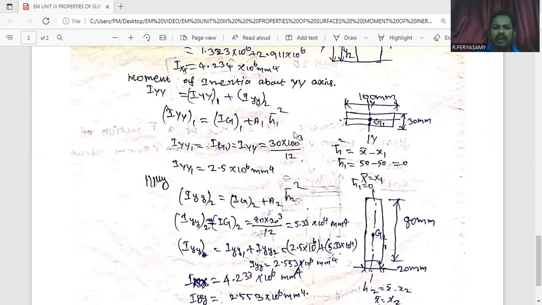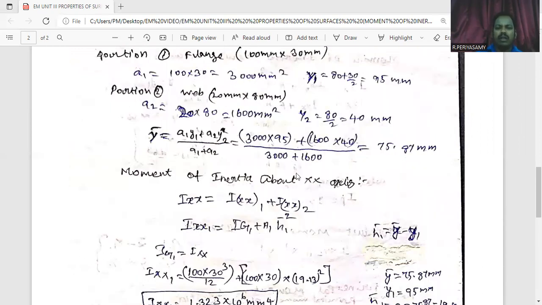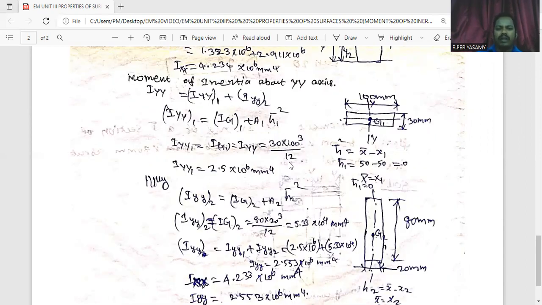Area we already know; the A1 value we already found. A1 is 3000 mm square. Next we have to find H1 bar. Same procedure: about the y-axis, H1 bar equals x bar minus x1. Here x bar is 50, x1 is also 50. So H1 bar equals 50 minus 50, which is 0. So A1 times 0 is 0. Therefore, Iyy1 equals Ig1.